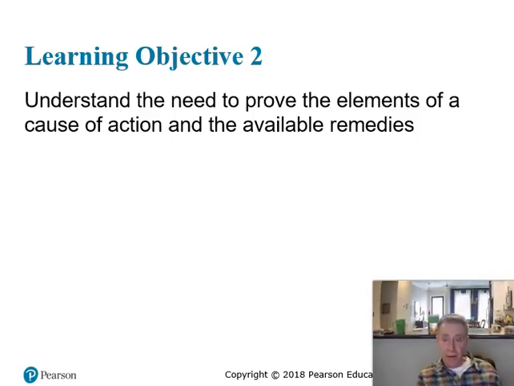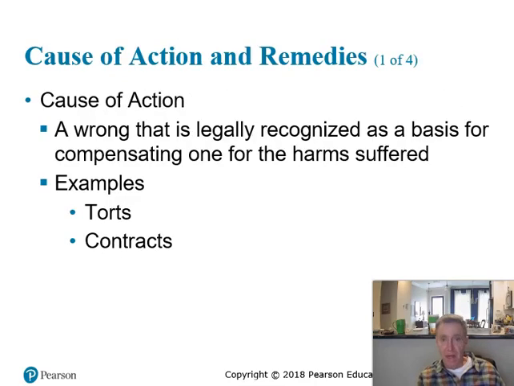Okay, we're still doing chapter 4. This is part 2, learning objective 2. Understand the need to prove the elements of a cause of action and the available remedies. Okay, so what is a cause of action? It's a wrong that is legally recognized as a basis for compensating one for the harm suffered.